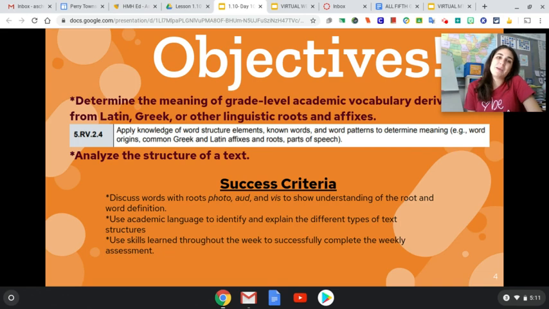You will also be able to analyze the structure of a text. All right? To be successful, however, I'm going to need you, okay, to virtually discuss with me roots of photo, odd, and viz to show understanding of roots and definitions, okay? We also, to be successful, we will need to use academic language to identify and explain the different types of text structures. We will use skills learned throughout the week to successfully complete the weekly assessment.